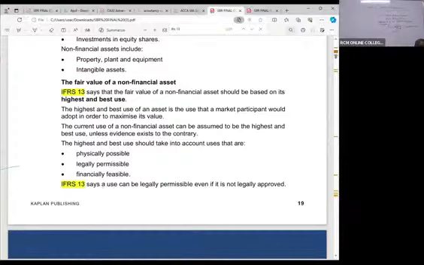IFRS 13 says a use can be legally permissible even if it's not legally approved. You know, like how you get approvals from City Hall to build a house. That approval may not be given, but it is constructive. It's called substance over form. Your neighbors have already gotten that kind of permission in the past. So you should be allowed to make an assumption that should I seek this approval, I'll be able to get it.